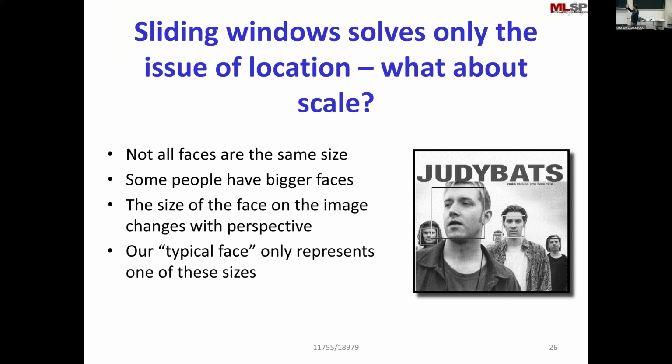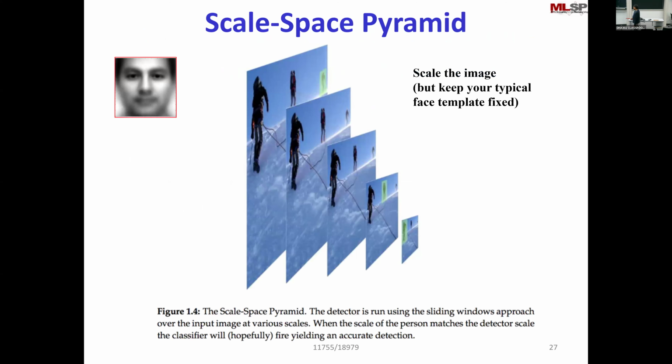What about scale? This used to be a very popular image for face detection experiments back in the day. There's Judy Batt's ad and poster, and it has 5 faces, each of them of a different size. So if all I gave you was this typical face, how would you find all 5 faces? I can scale this thing a bunch of different times. Just keep scaling my typical face up and down and then scan, or I can scale my image up and down and scan with my typical face, and both work, right?